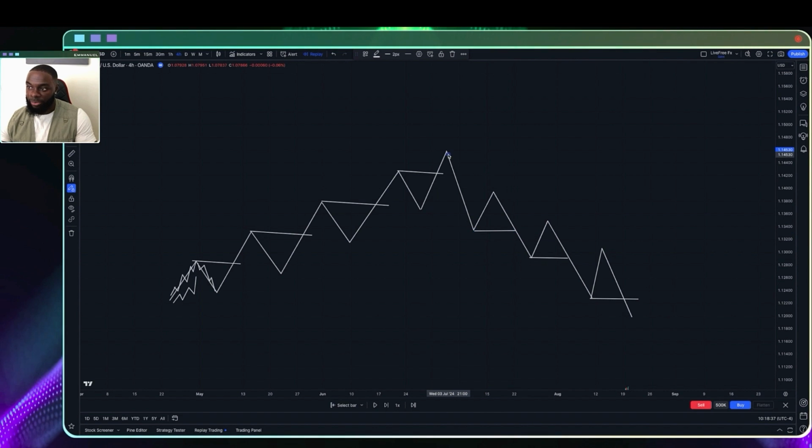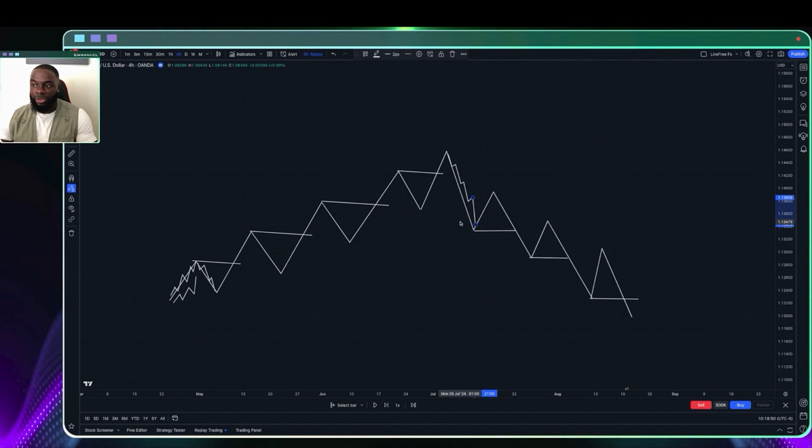And like I said before, as you scale down to the lower time frame, you're going to see smaller market structures that make up this large market structure, if this is on a daily time frame. So that's one of the main things that you've got to understand from a market structure standpoint.